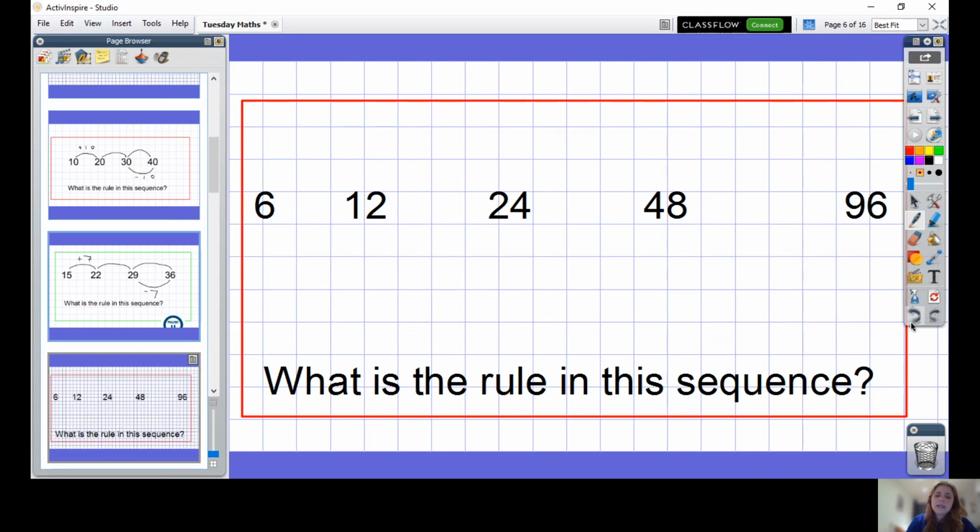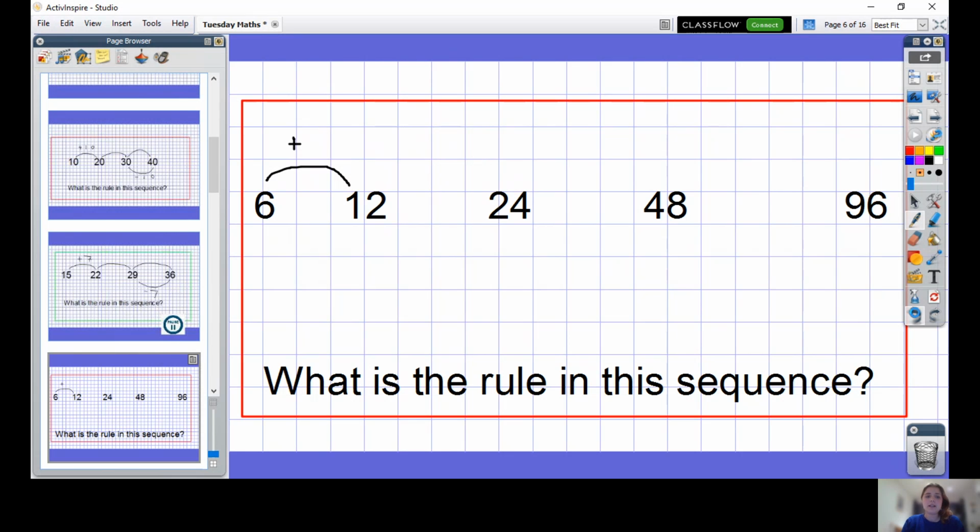Let's have a look at this next sequence then. I've told you that you should first start off by seeing what you're adding to your sequence or subtracting to your sequence. So 6 add 6 is equal to 12. I've then told you that you need to double check and make sure that rule works for each of the numbers in the sequence. 12 add 6 is equal to 18. The next number in my sequence was 24, but if I add 6, it will be 18. That means this sequence is not correct.